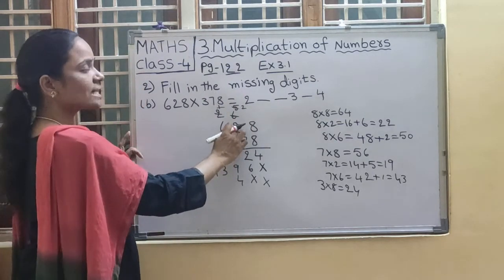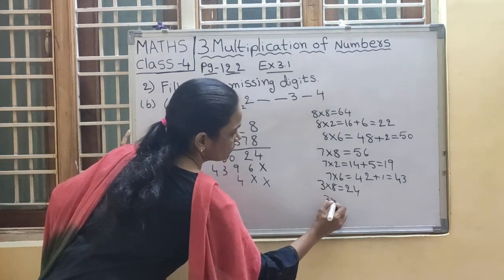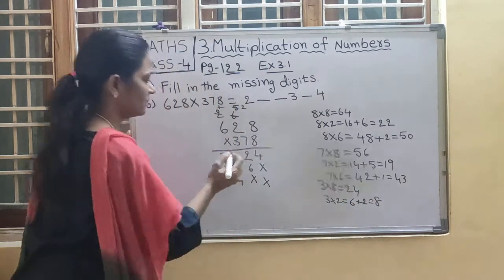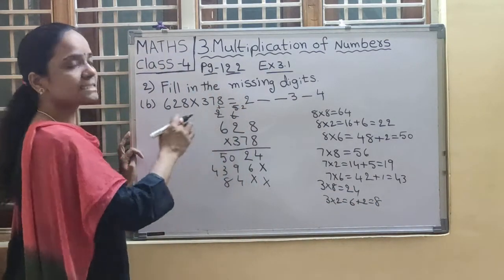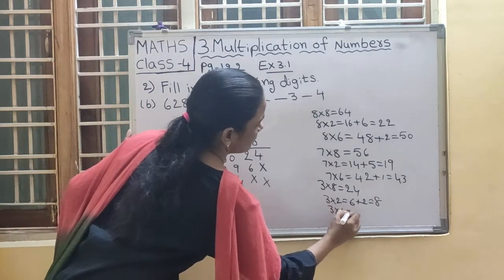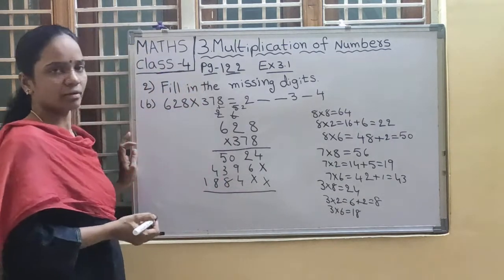Next, 3 2s are 6. 6 plus 2, how much, children? 8. 3 2s are 6. 6 plus 2, 8. So 8 right here. Next, 3 6 are how much? 18. So 18 we have to write completely here. Okay?